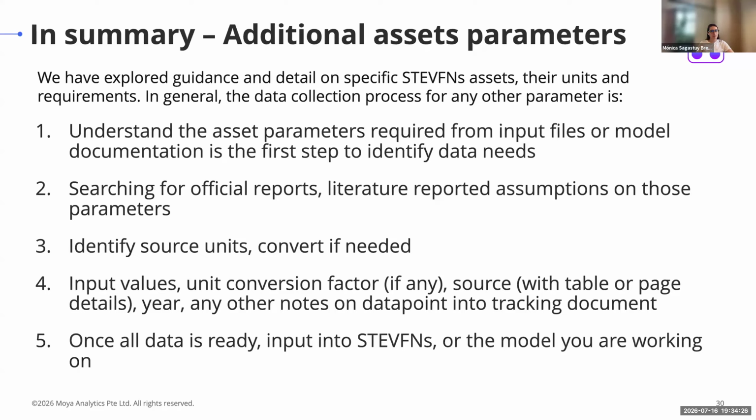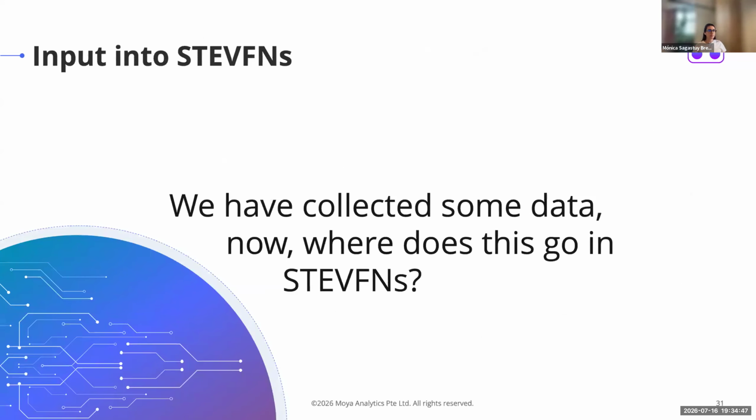Identify the source units, convert if needed. And then we have the values with their unit conversion if they have it, the source with the table, year, page, or any details that help you find it easier for tracking. And once all of that is ready, then you can input that into Stevens or the model that you're working with, if you're working with something different.